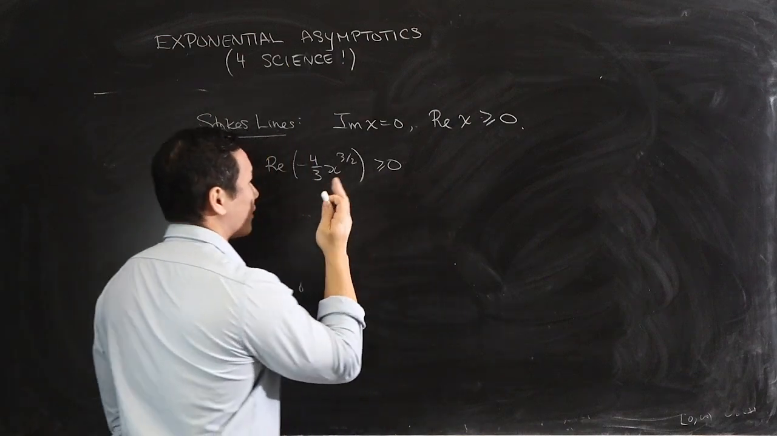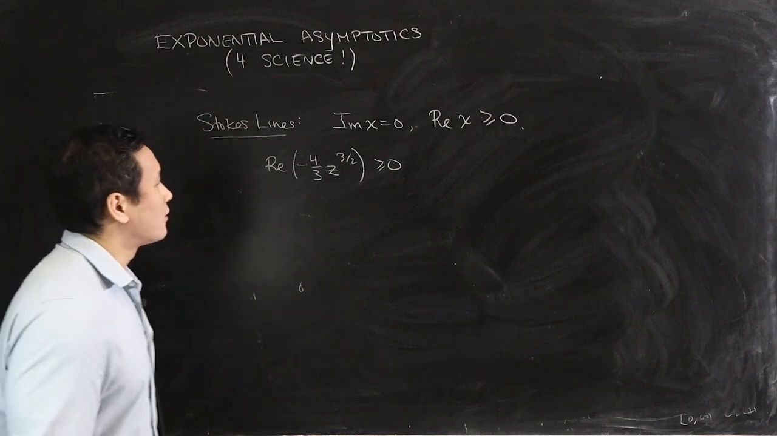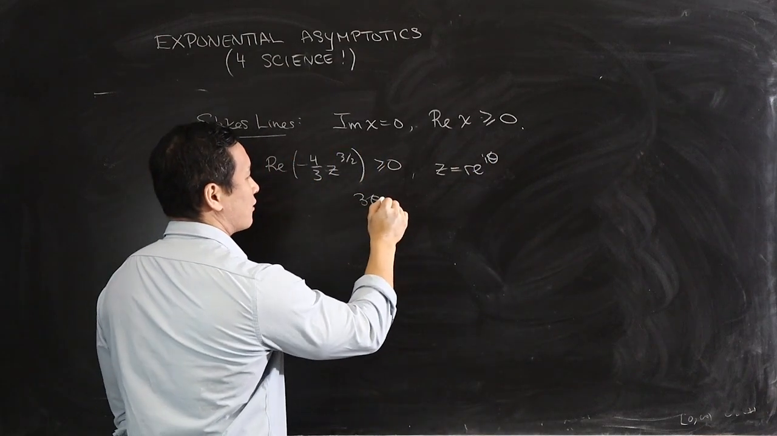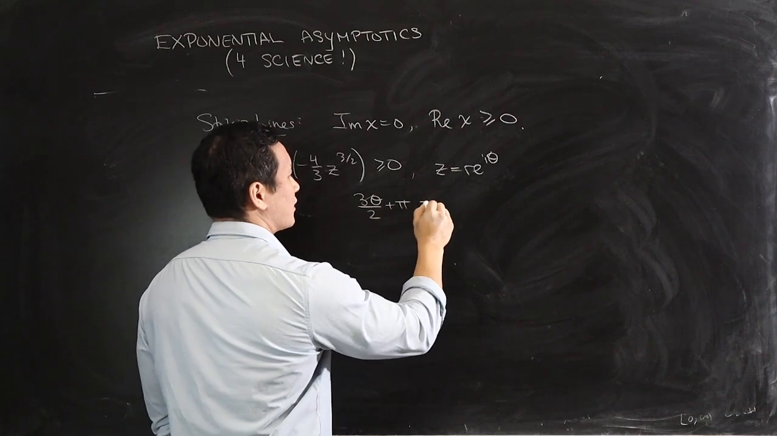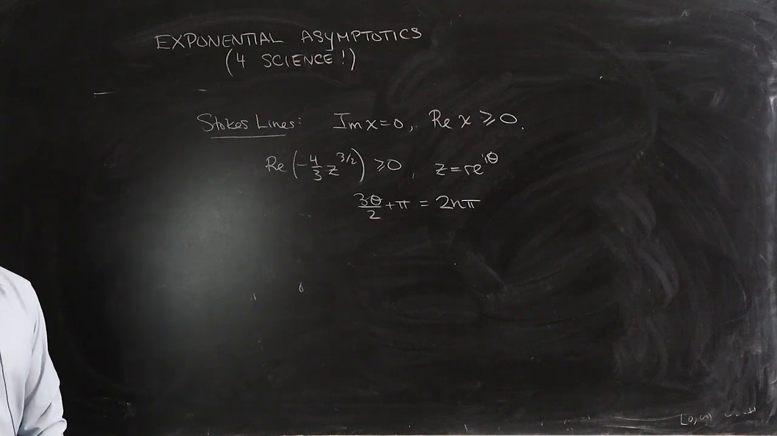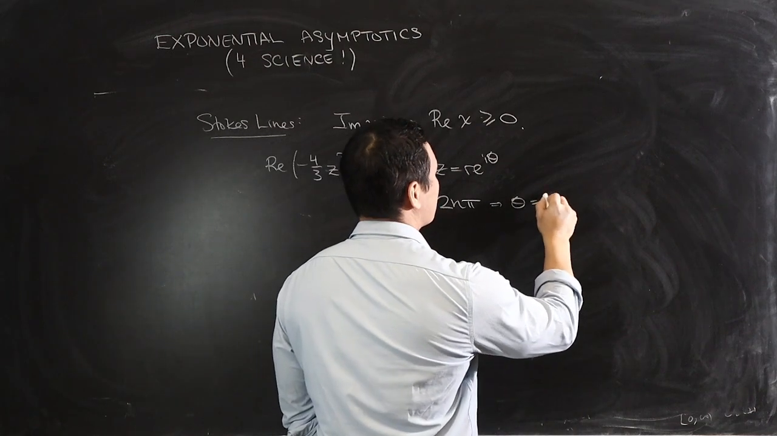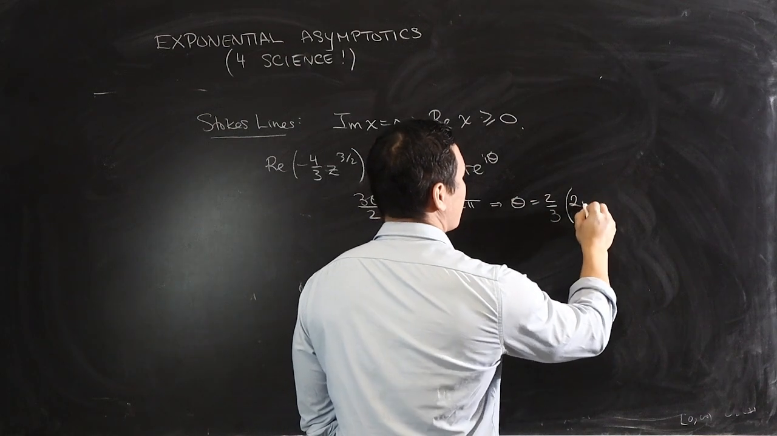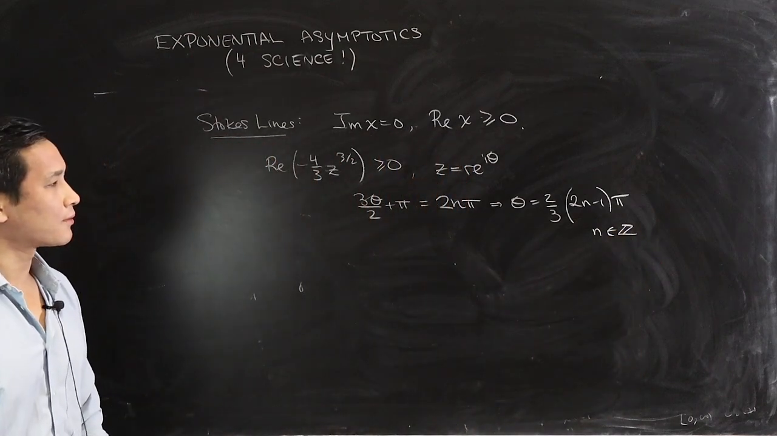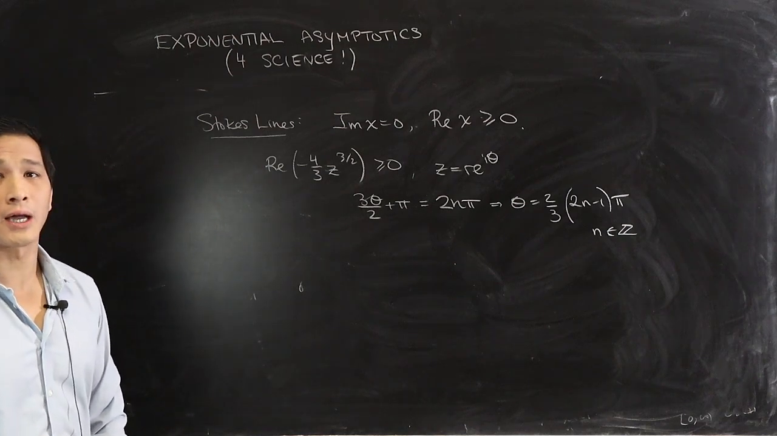So I keep on going to x's. These should be z's. I've converted to using z's. So if I let z be r e to the i theta, this tells me that I need 3 theta over 2 plus pi equal to 2n pi. It has to be multiples of 2n pi for my real part to be positive. So this tells me that theta is 2/3 times (2n minus 1) times pi, where n is an integer. Now, the first one where this occurs is if I set n equal to 1, I have 2 pi over 3.